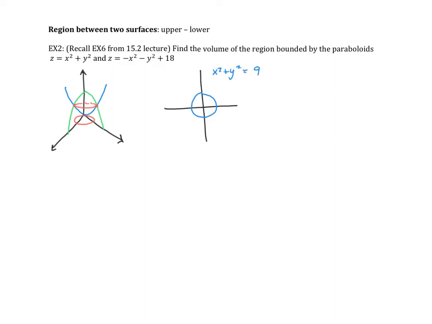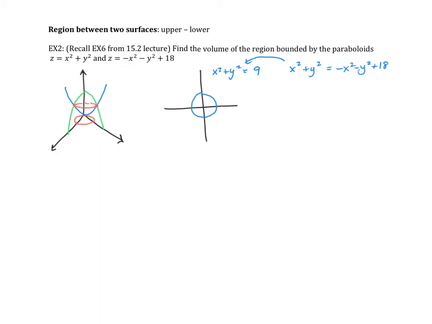Well, to get that, we simply set these two z values equal to each other and solve. So we set x squared plus y squared equal to negative x squared minus y squared plus 18. Solving, we got x squared plus y squared is equal to 9.